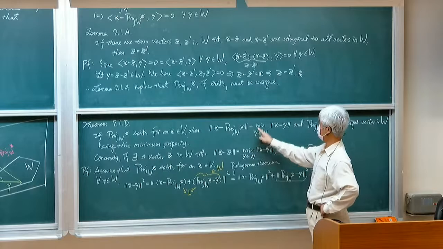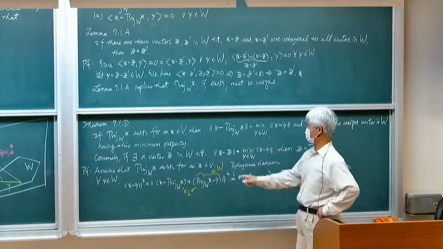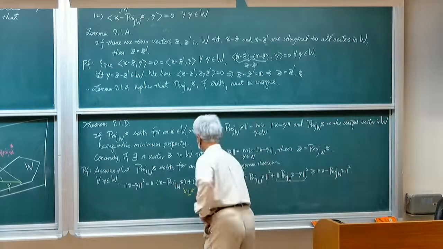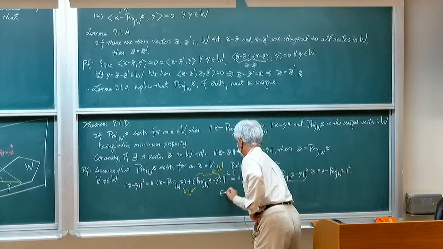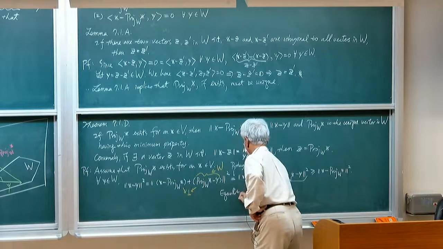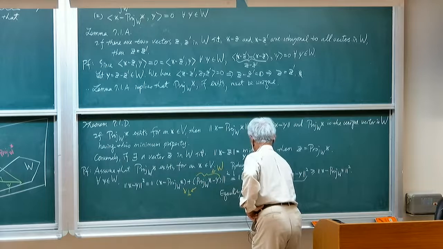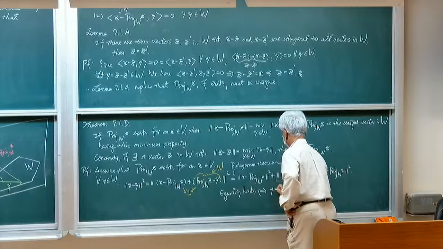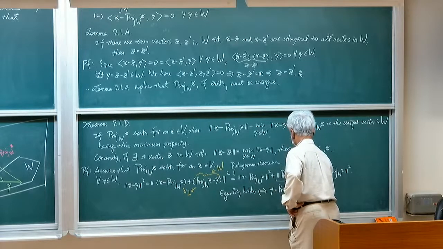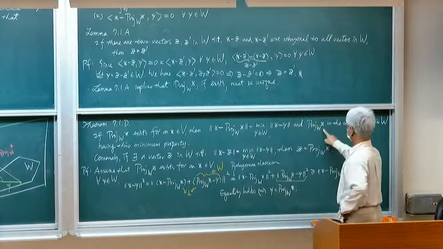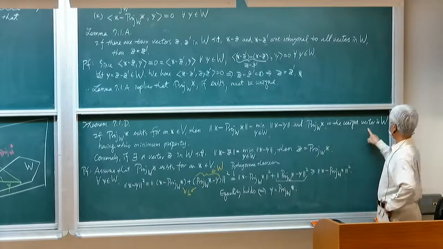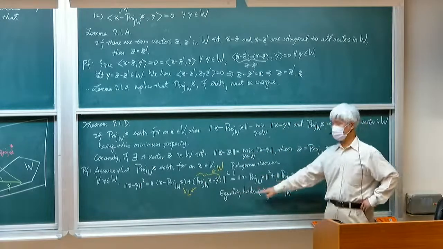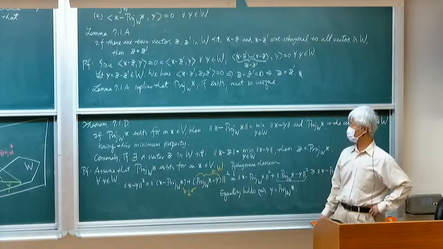So this is equal to the minimum for all possible cases. And the minimum is achieved and the equality holds if and only if y is equal to the projection. So this says that the orthogonal projection is the unique vector that has this minimum property. Okay. So minimum property means that equality holds. Okay. So we prove.